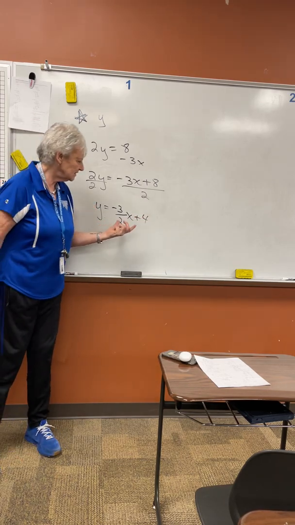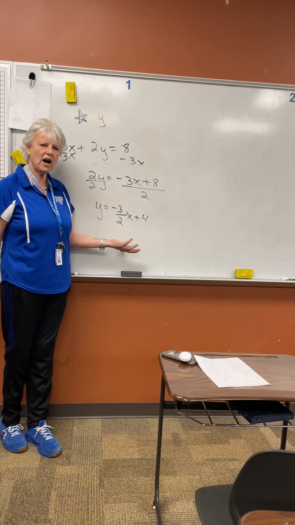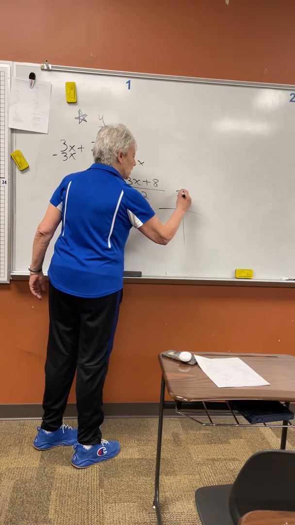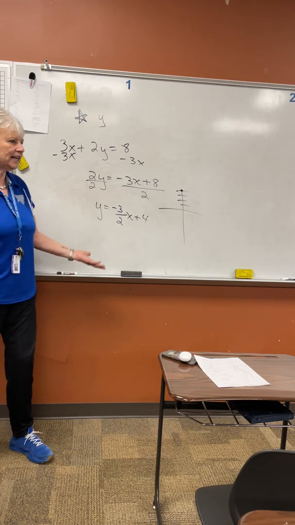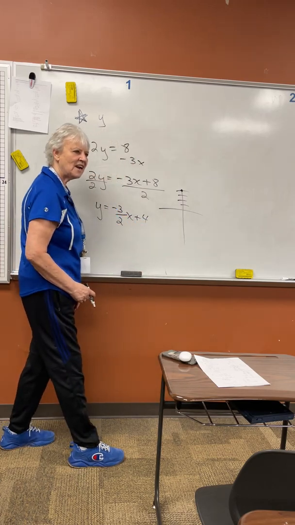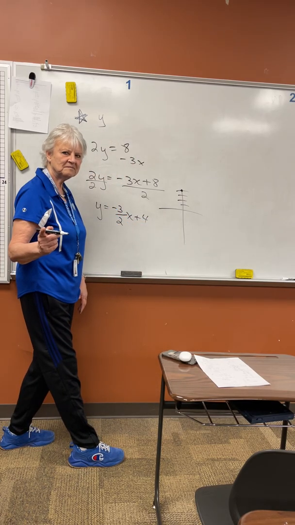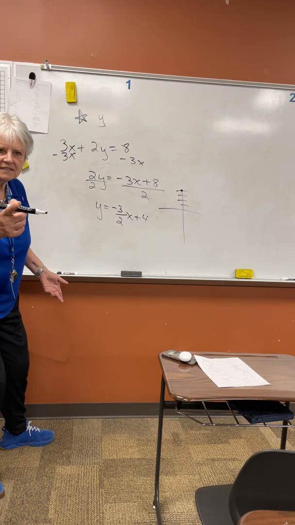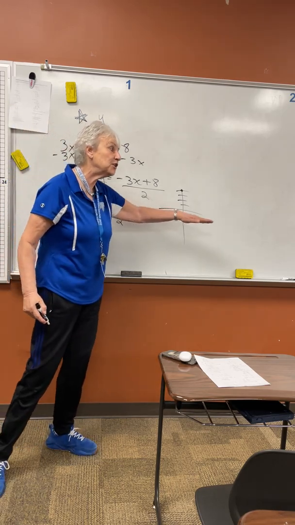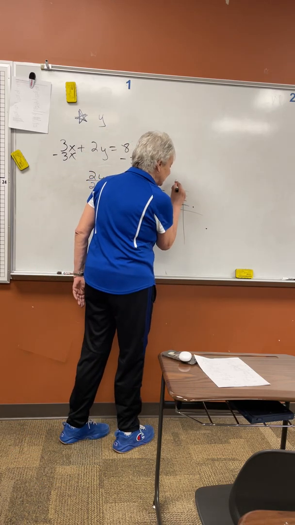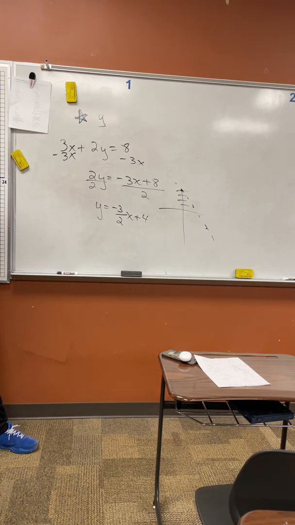And since we're on this, do you know anything about this equation? What's the y-intercept? 4. Right, that means your line goes through there. Does your line go uphill or downhill? Downhill. At what rate does it go down? Negative 3. It goes down 3, right 2. Down 3, right 2, down 3, right 2, and then that would be your line. Very important in algebra for when you're going to be doing story problems.